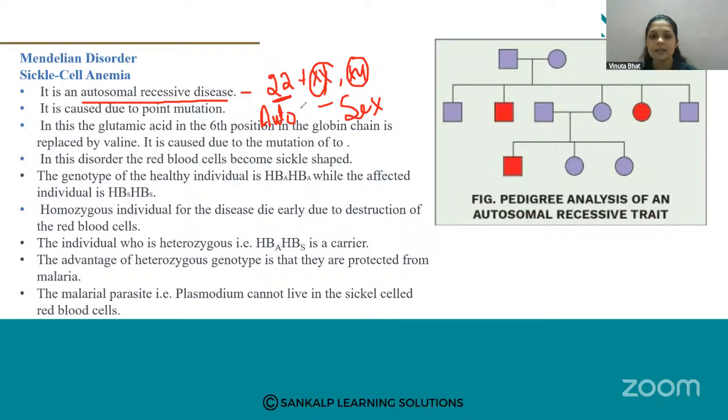Other than this, the chromosomes are called autosomes. Sickle cell anemia is autosomal, meaning the gene that is changed is present on an autosome. It is an autosomal recessive disorder. What do you mean by recessive disorder? Recessive disorder means in the heterozygous condition.